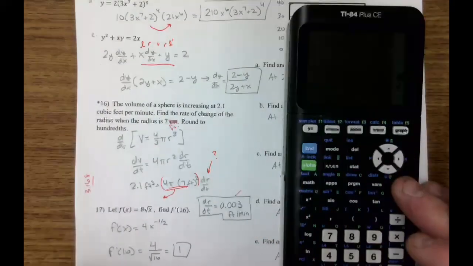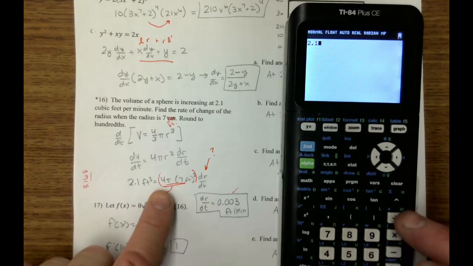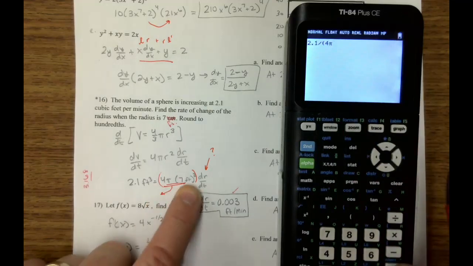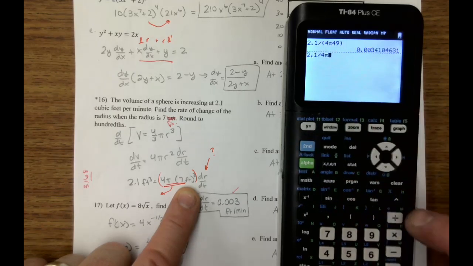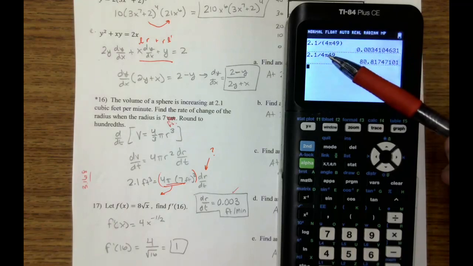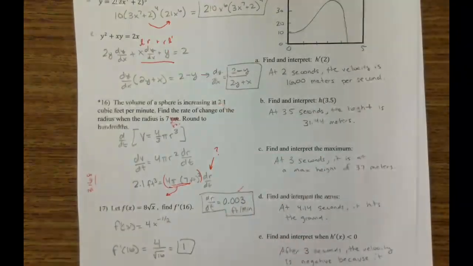Let me write that out on my calculator. How you're going to want to type this in is 2.1 divided by a 4, a pi, and a 7 squared, which is 49. So you want to divide by all of that. A lot of people just do this on their calculator, and then your calculator only divides by the 4. Then it turns around and multiplies by it. Make sure you're doing the top one.